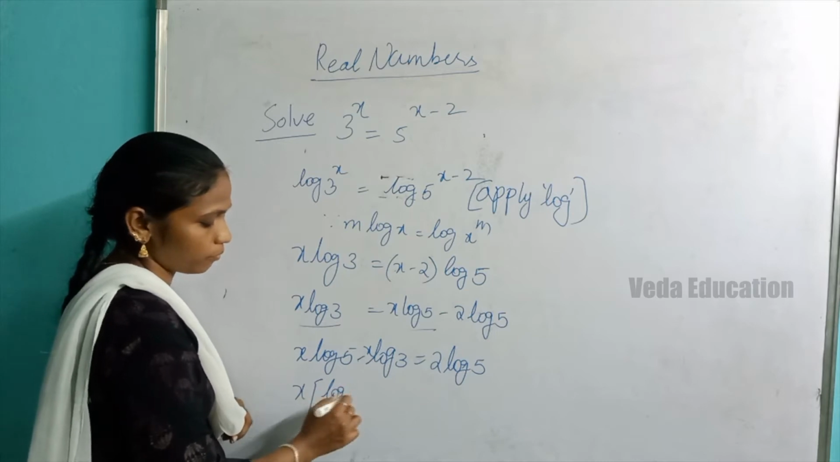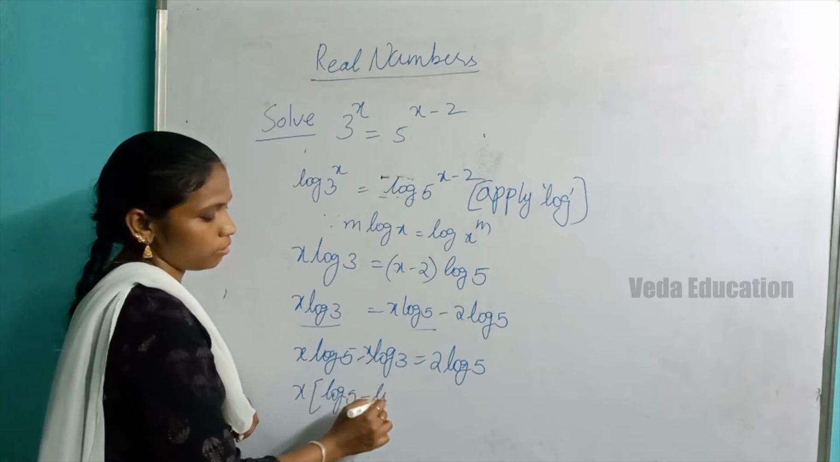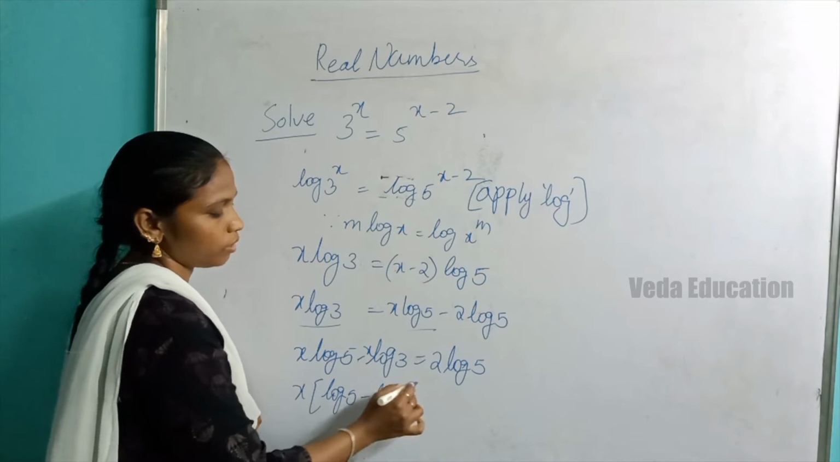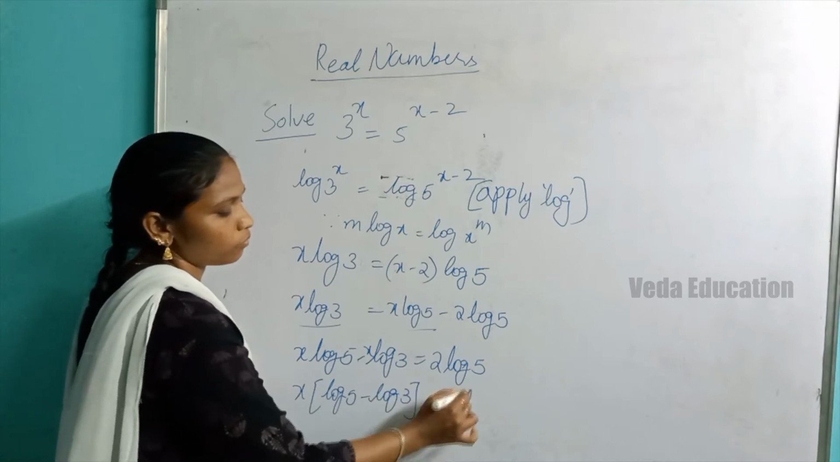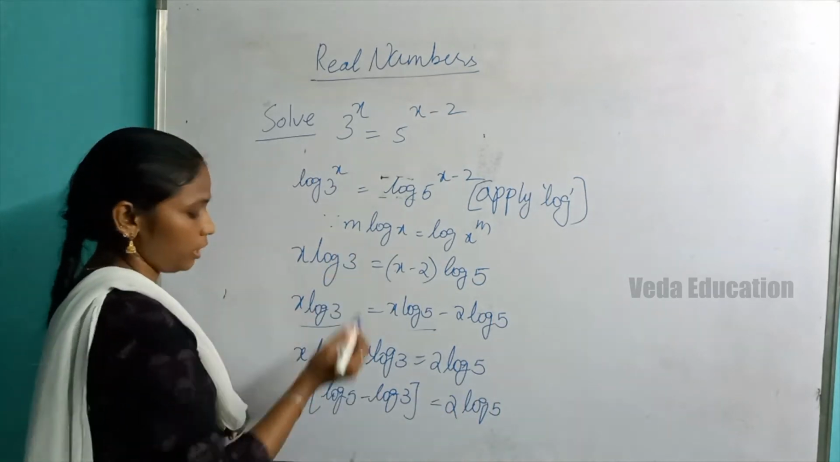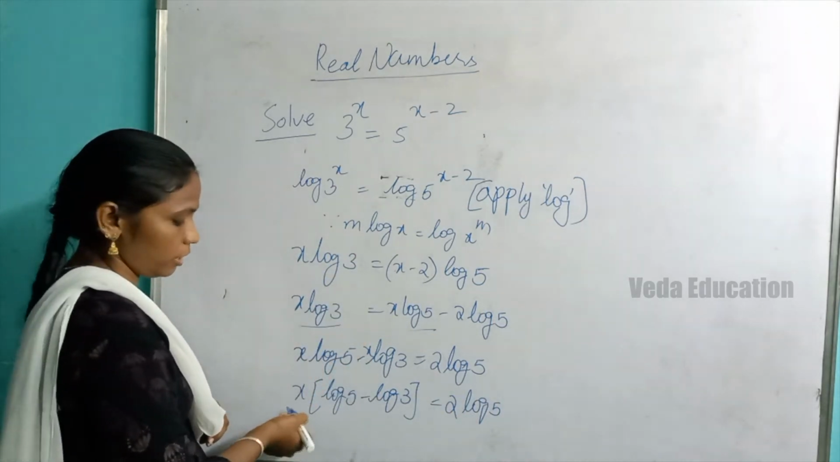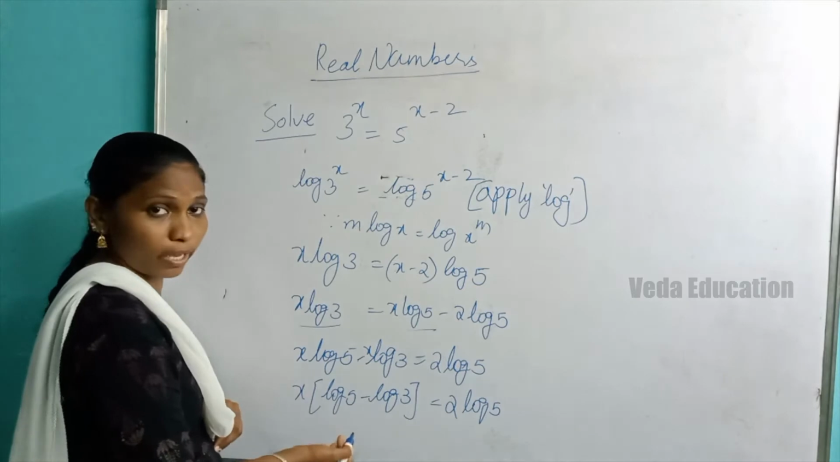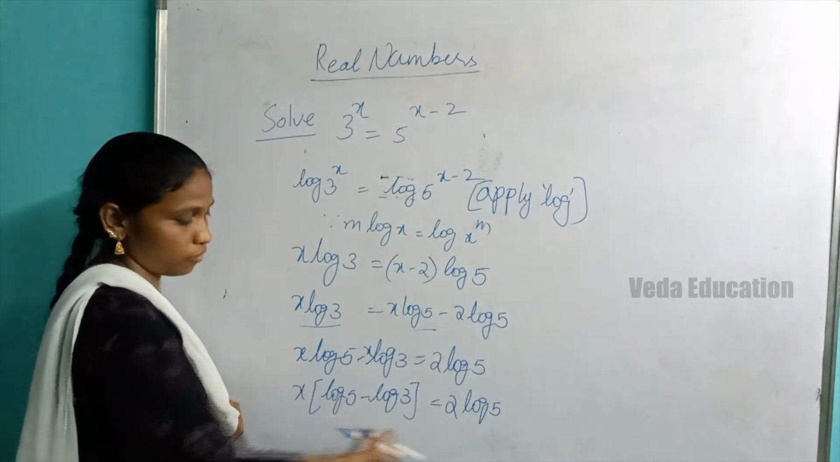Log 5 minus log 3 equal to 2 log 5. Now what they asked: solve the equation. So here we have to solve for x. So x into we have. So transfer this multiplication form to here.